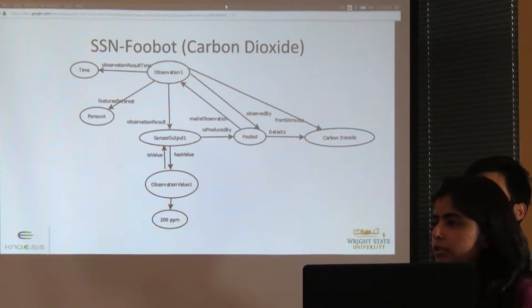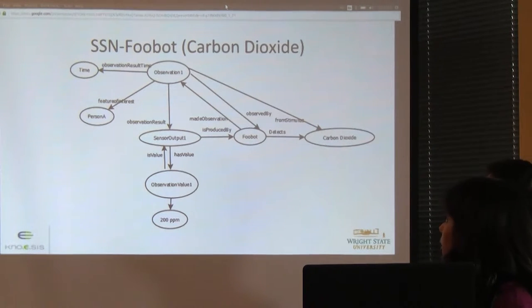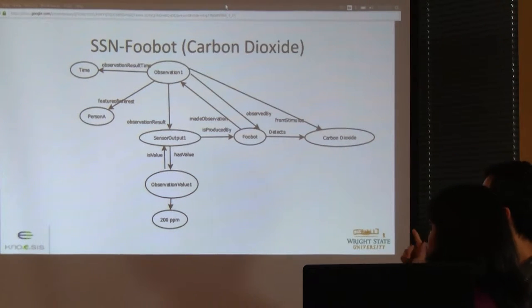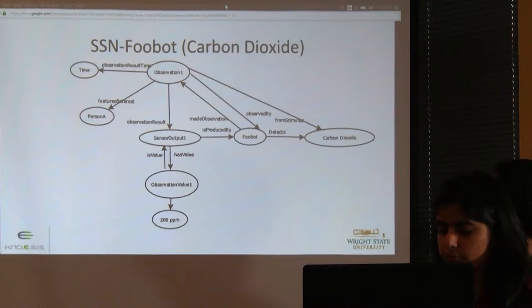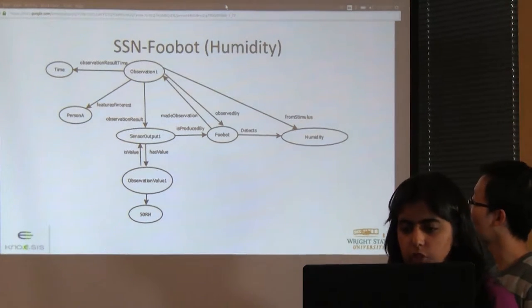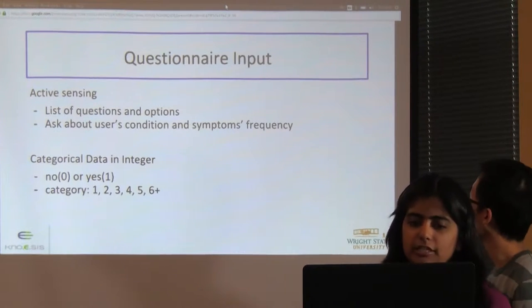Then we have FooBot. Similarly, we have done it for FooBot. It detects the carbon dioxide level. Again, the feature of interest is the person, and the output is 200 parts per million. Same for the humidity and the questionnaire input.